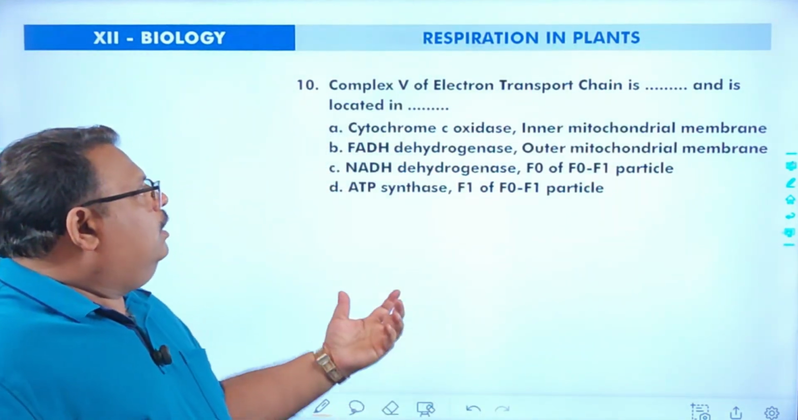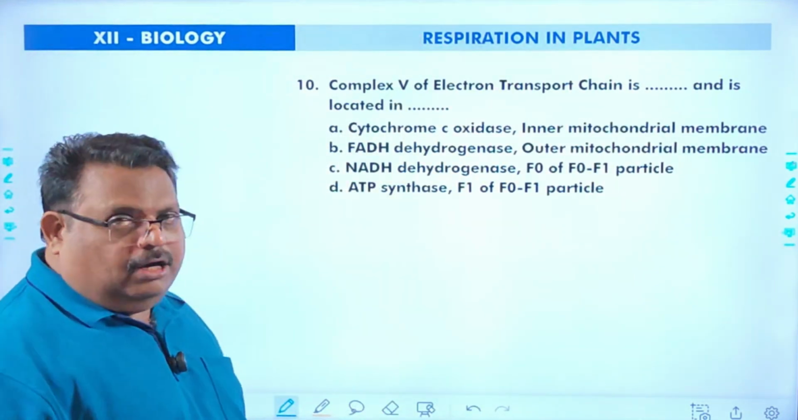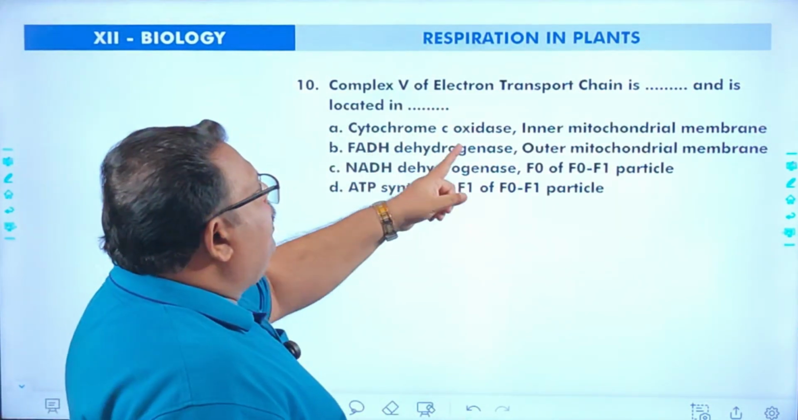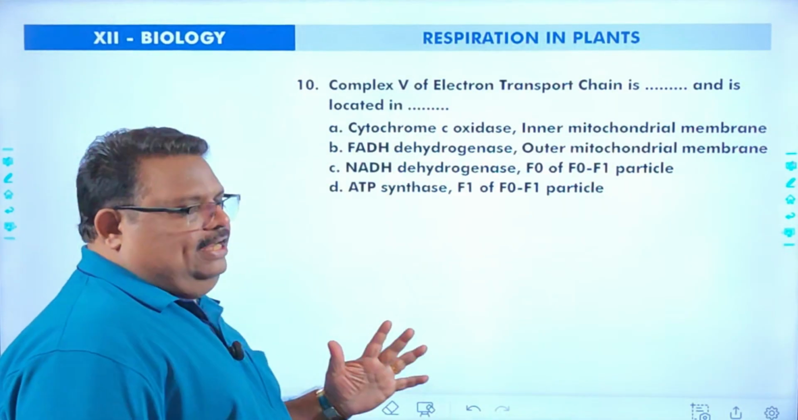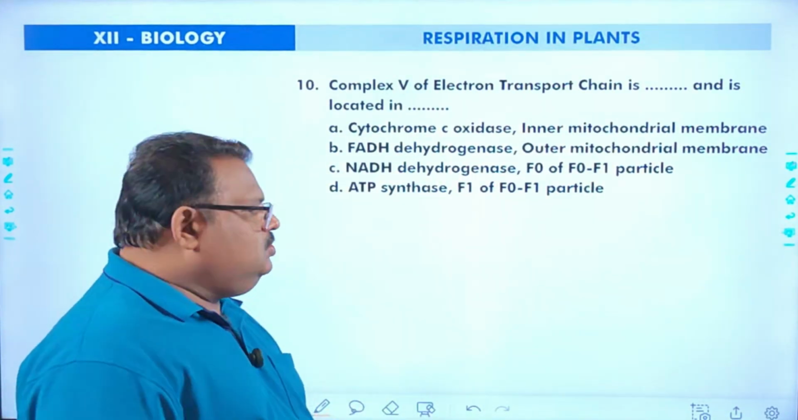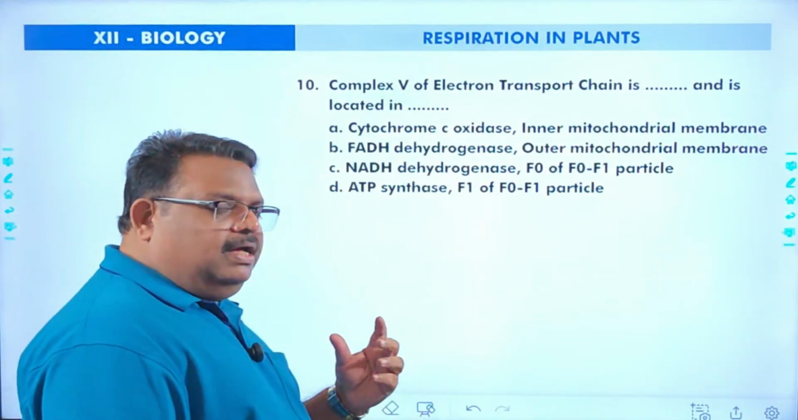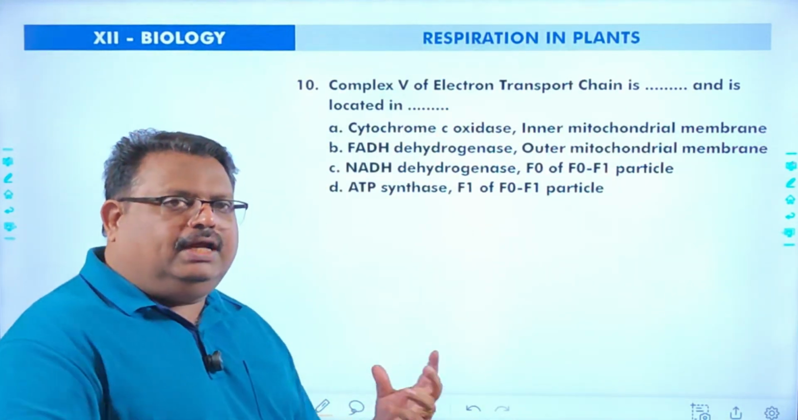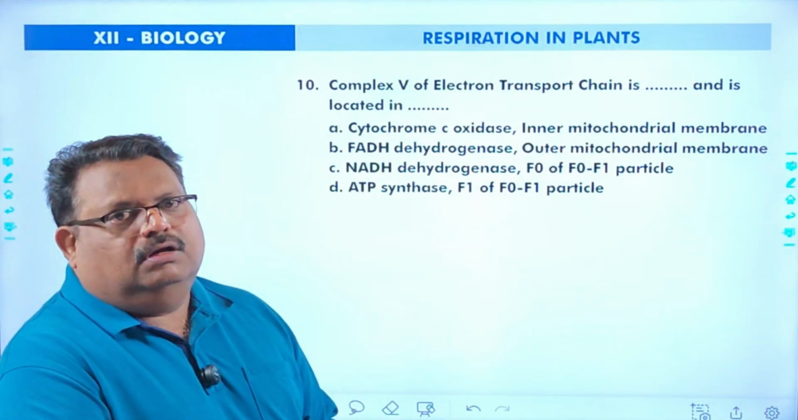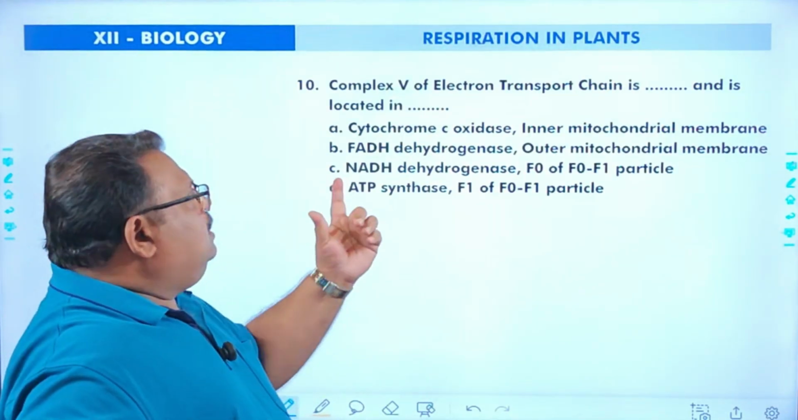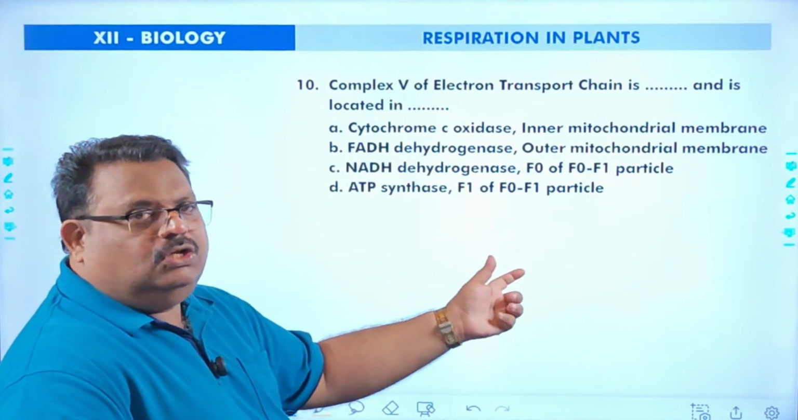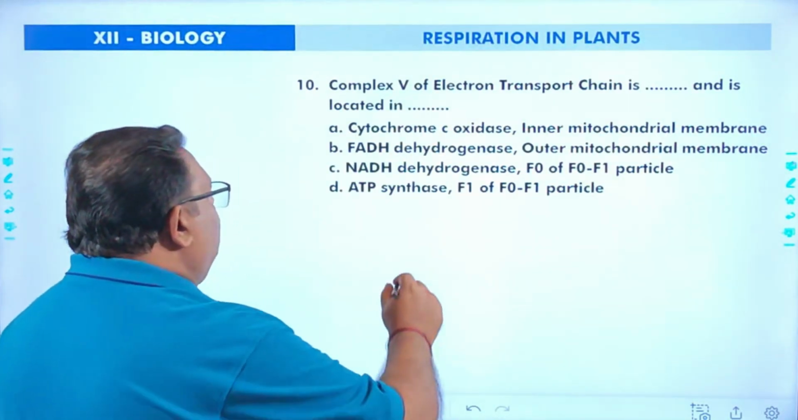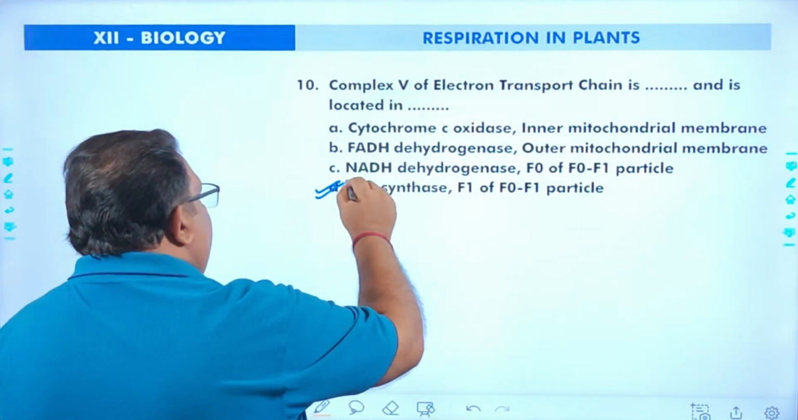Next one, regarding the electron transport chain or electron transport system, the complex 5 of electron transport chain is dash and is located inside dash. There are 5 complexes. Complex 1, 2, 3 and 4 are located inside the inner membrane of mitochondria, and the complex 5 is located inside the F1 of F0 F1 particle, and that complex is called ATP synthase.